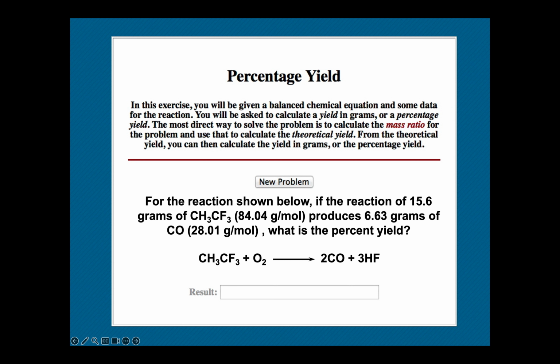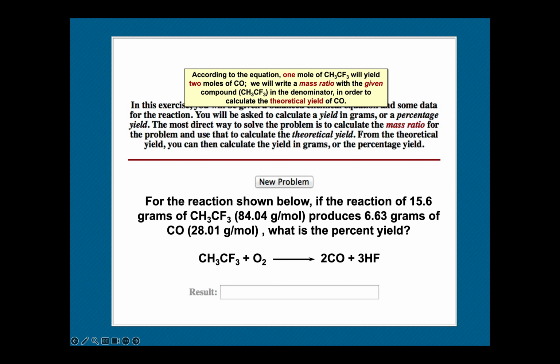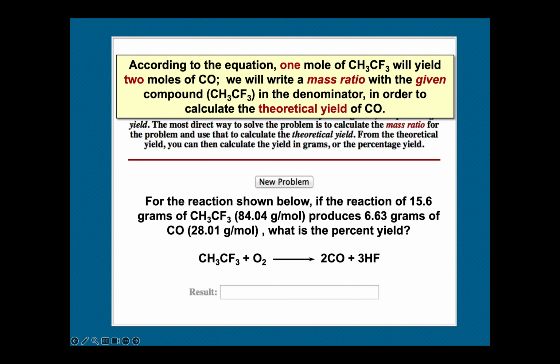Here we're taking trifluoroethane, reacting it with oxygen gas to get carbon monoxide and hydrogen fluoride. We have 15.6 grams of this. We get 6.6 grams of CO. What's the percent yield? Well, 1 mole of trifluoroethane, 2 moles of CO.